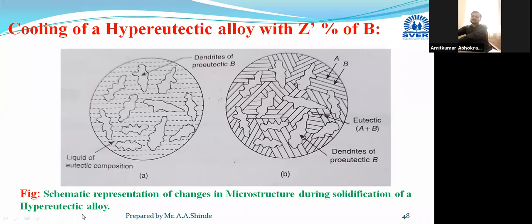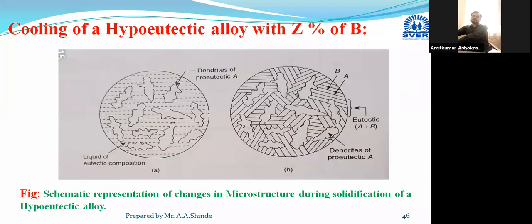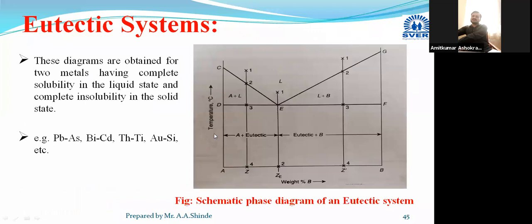Okay, in this eutectic system, we have understood the microstructural changes during the cooling of eutectic alloy, during the cooling of hypoeutectic alloy, and during the cooling of hypereutectic alloy. And we have learned how to draw the microstructures related to all the regions. If you have any query, you can ask me.